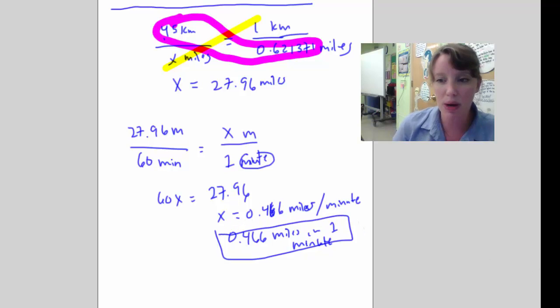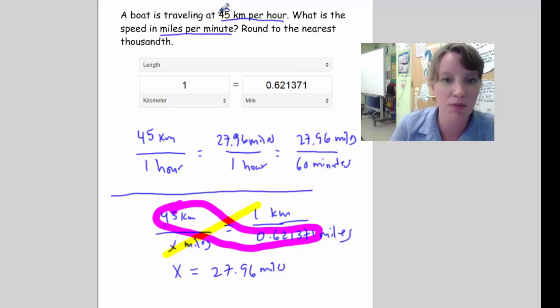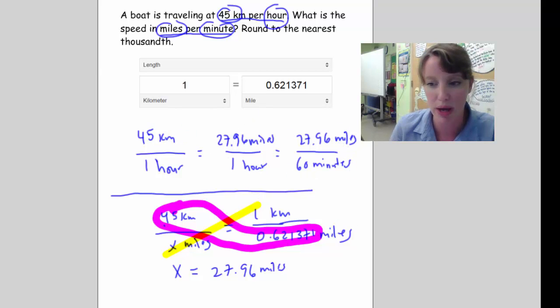All right, so the way that I did this is I just sort of picked apart each thing. I had to use two conversions. I had to convert kilometers to miles and hours to minutes. So I just sort of kept bringing it along in a more intuitive way.